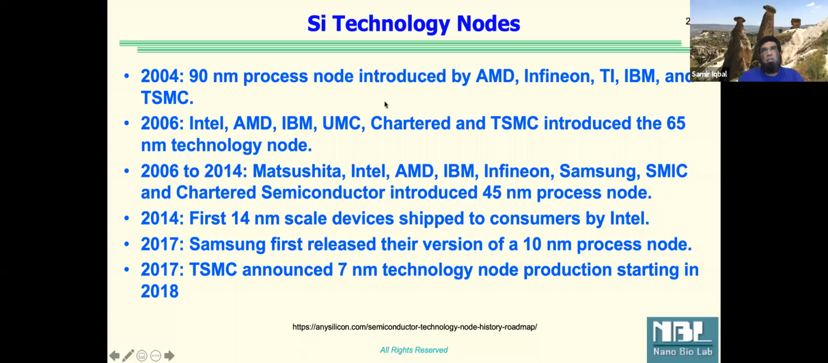Keep on going. You add Infineon, AMD. You have Chartered. So there are other companies that keep on coming in, and many of them are not from the USA. You have Matsushita, Samsung, SMIC, Chartered. We keep on going smaller and smaller. The rest of the world is catching up in making those devices like us.